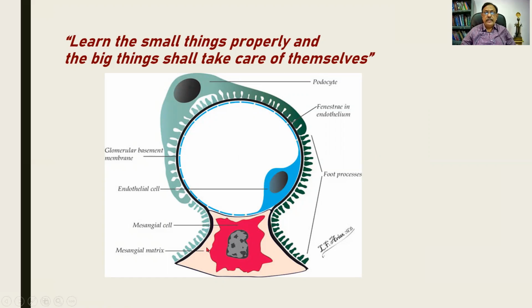And they all have to be supported. We need a connective tissue matrix for it, that is the mesangial matrix. And there is a large cell called the mesangium, which forms part of it. So this is a very important diagram, ably explained by this author over here. I got the endothelium, the epithelium, the basement membrane, and the mesangium.